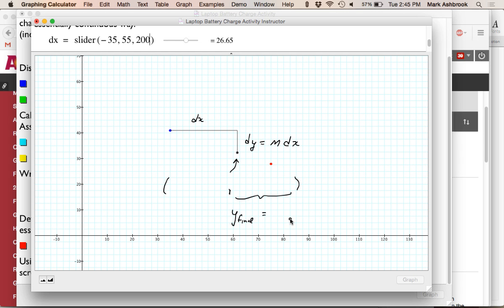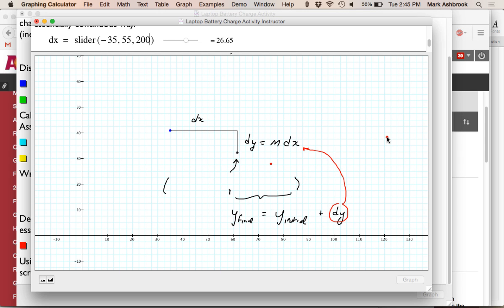Remember from earlier in class? Initial y plus, and what's the change in y? And that right there is our m dx, right? So the y coordinate, you can think of as final value of y, would be the initial value of y plus the change in y, which we calculate by m dx.